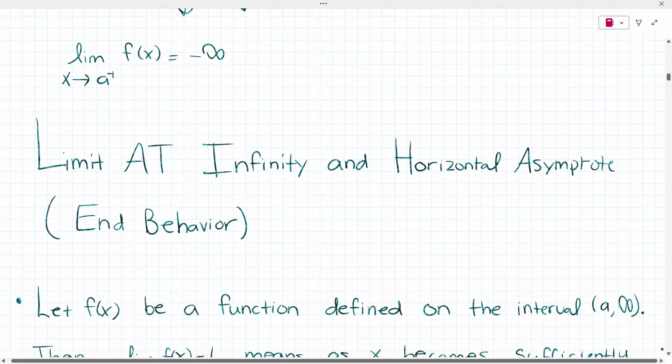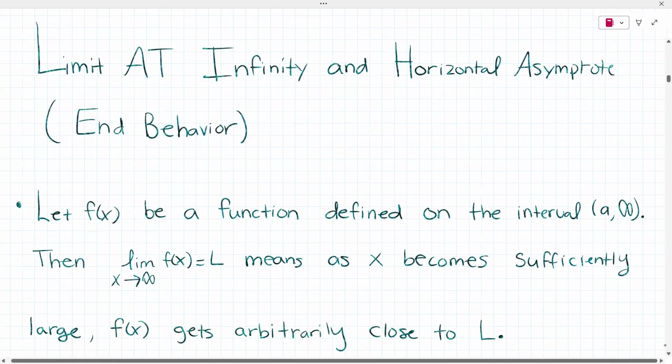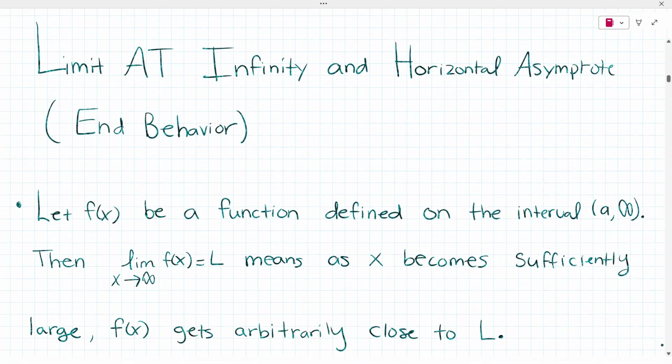Okay, let's talk about limits at infinity and horizontal asymptotes, and end behavior. Now we're talking about different limits. Now we're talking about what happens. You probably remember this from rational functions, because a rational function has a horizontal asymptote. So if you have a rational function, the limit is technically the horizontal asymptote, right?